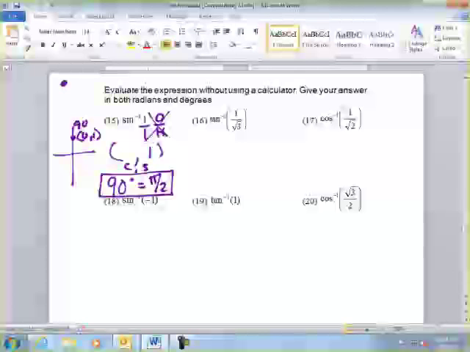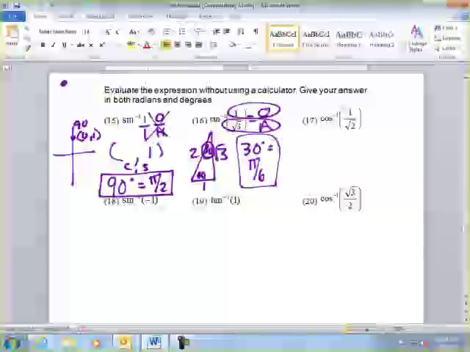SOHCAHTOA for tangent is what? Opposite over adjacent. Which triangle has a 1 and a root 3? 30, 60, 90. So in that 30, 60, 90, which one of those angles is opposite of a 1 and adjacent or next to a square root of 3? The 30 is opposite of the 1 and next to the square root of 3. How many times does 30 go into 180? 6 times for pi over 6.